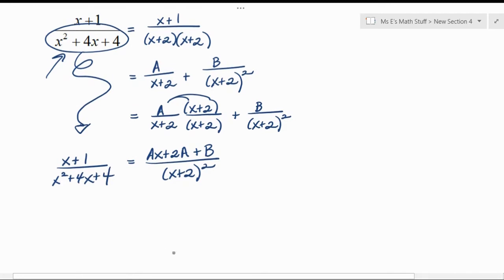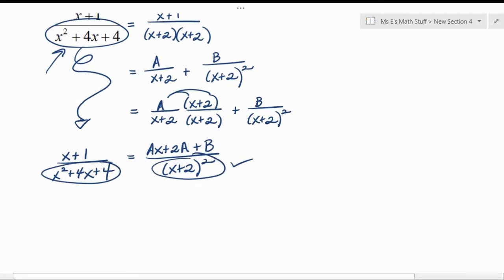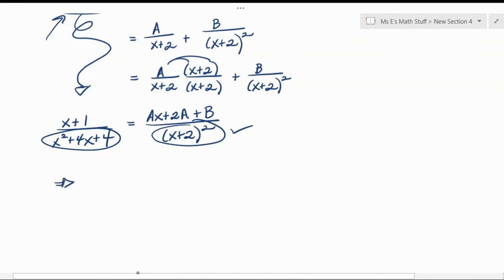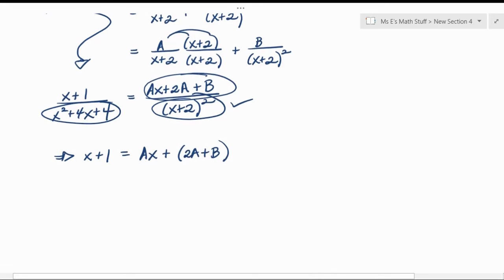So denominator battle, 1. And now we just have to focus on making the numerators equal each other. So I'm going to set x plus 1 equal to, and I'm going to organize this numerator over here as ax, and then I'm just going to group the constant terms, as in things that don't have x's in them, in parentheses. So if I need the polynomial on the left to be the same as the polynomial on the right, then I would need the number of x's to match, which means a must be 1, and I would need the constant value to match as well. So that means that I would need 2a plus b to equal 1.